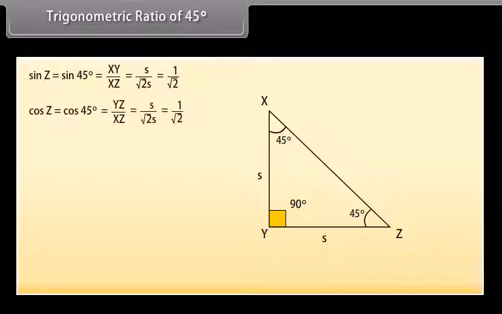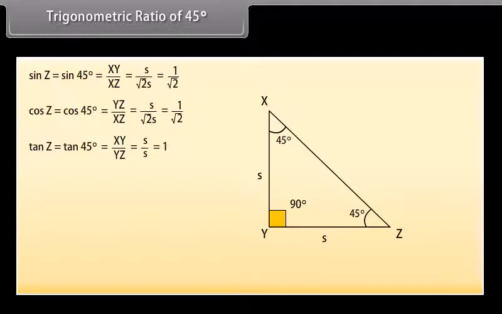Cos Z is equal to cos 45 degree, which equals YZ upon XZ is equal to s upon square root 2 s is equal to 1 upon square root 2. Tan Z is equal to tan 45 degree, which equals XY upon YZ, which equals s upon s, which is equal to 1.